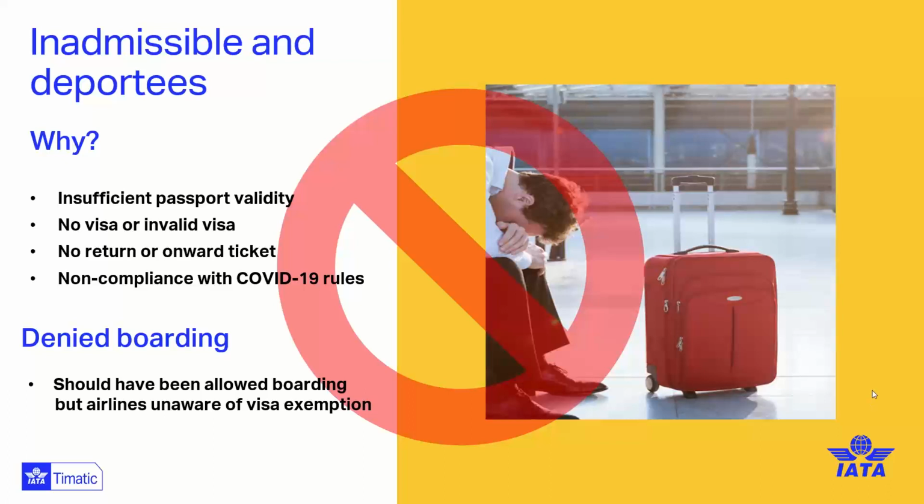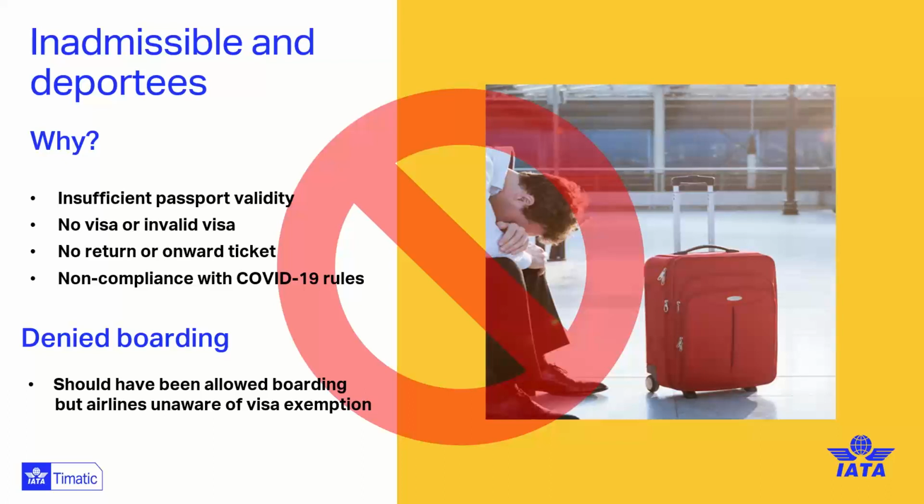Now, another all too common scenario is when passengers who are properly documented are denied boarding at the point of origin simply because IATA wasn't informed of, say, a bilateral agreement signed between two countries allowing their own nationals to enter each other's country without a visa. The impact of all of this is, as we all know, huge.